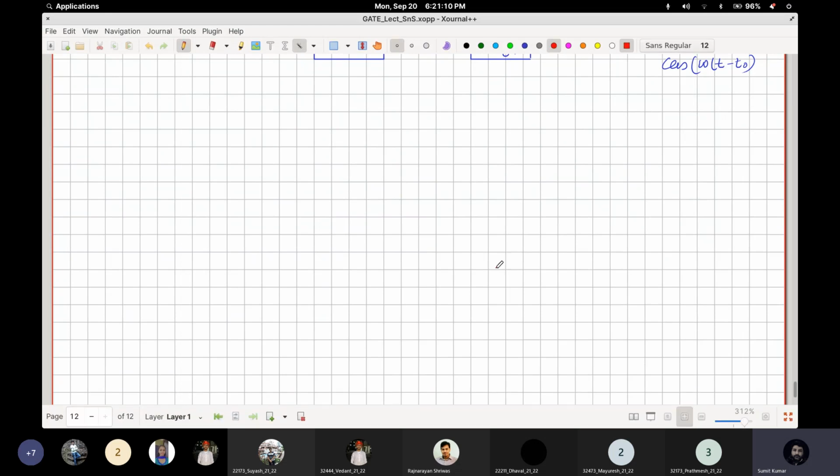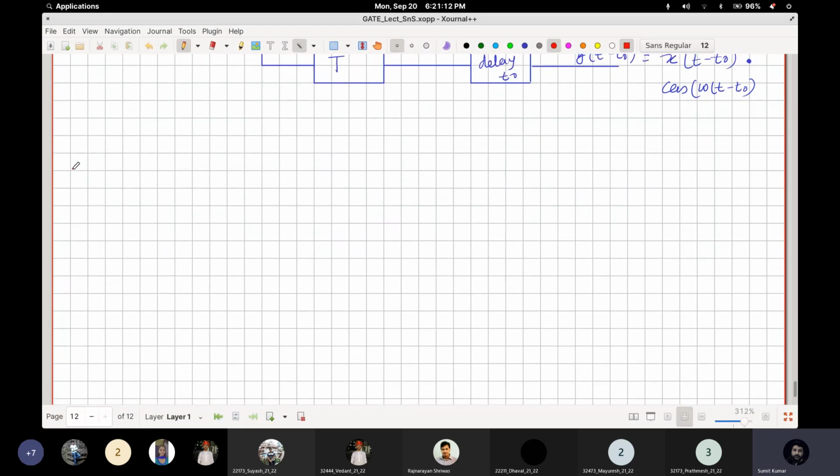And the next system that I am going to take is again a very famous system, that is delay. So y of t is equal to x of t minus, let's say 2, and tell me whether this system is time invariant or variant.